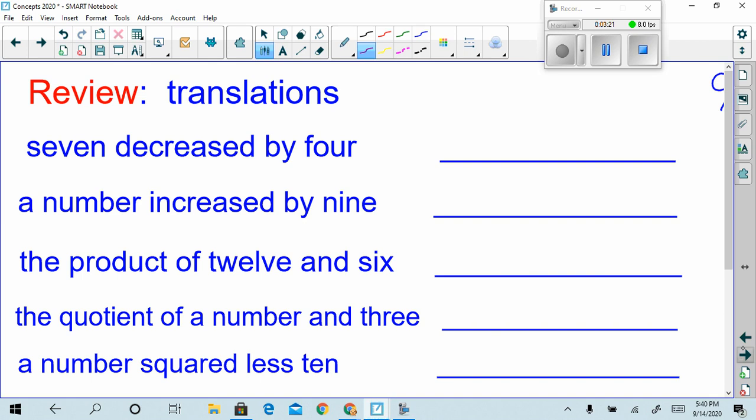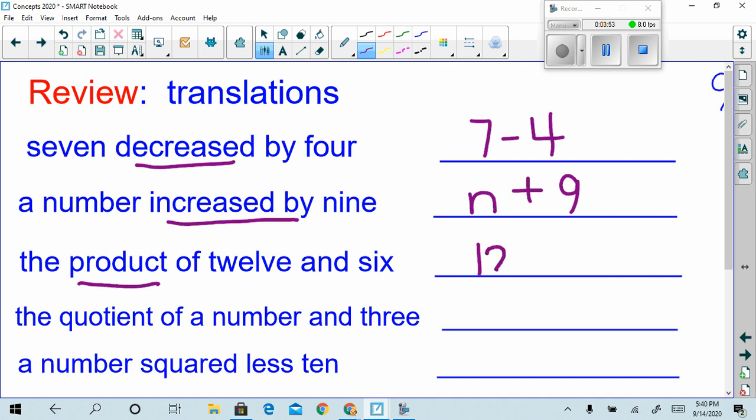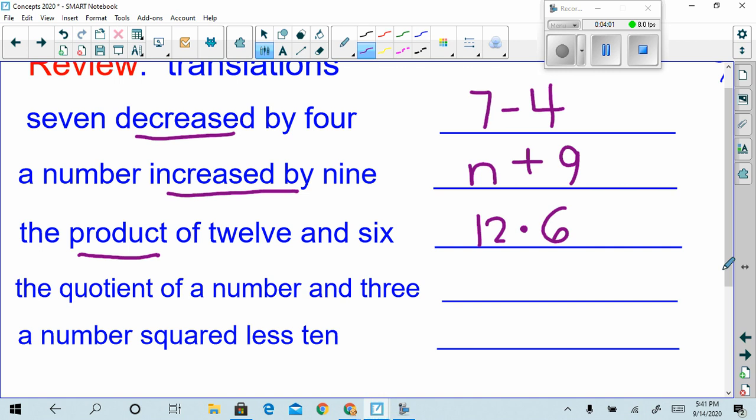We talked about translating numeric and algebraic expressions into, or words, verbals, into numeric and algebraics. 7 decreased by 4. The word decrease tells me to subtract. 7 decreased by 4 gives me this numeric expression. A number, some number, doesn't matter if I use n or x, some number increased by 9. That tells me increased by means addition. Product, key word, the product of 12 and 6. That's 12 times 6. I don't have to simplify it, I just have to translate it. Quotient of a number and 3. The quotient of a number and 3 can be written like this or like that. A number squared, less 10. Well, a number squared could be n squared minus 10.